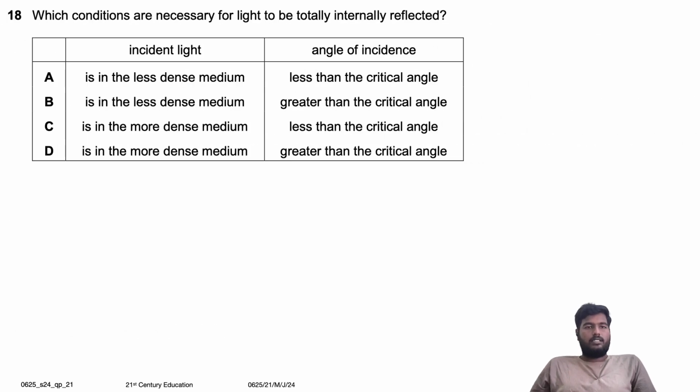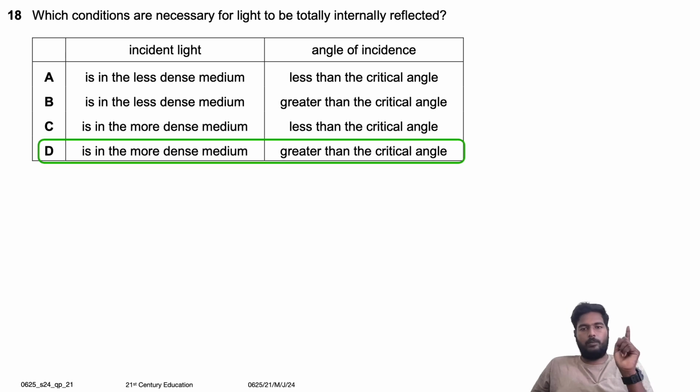Which conditions are necessary for light to be totally internally reflected? Oh, there are two questions like this. So two conditions. One, light should travel from a dense medium to a less dense medium. Two, the angle should be greater than the critical angle, because at less than the critical angle, it will just pass to another medium. So option D. Remember, from dense to less dense medium, the angle should be greater than the critical angle. So those are the conditions for total internal reflection.